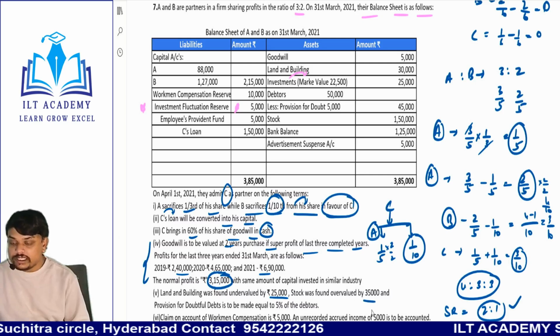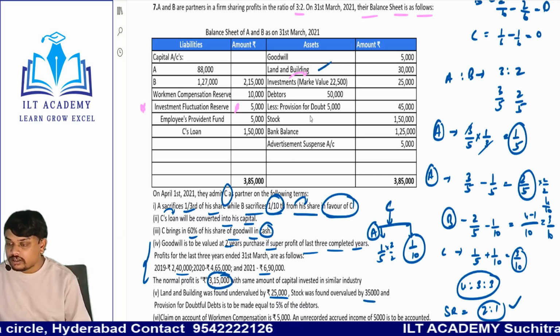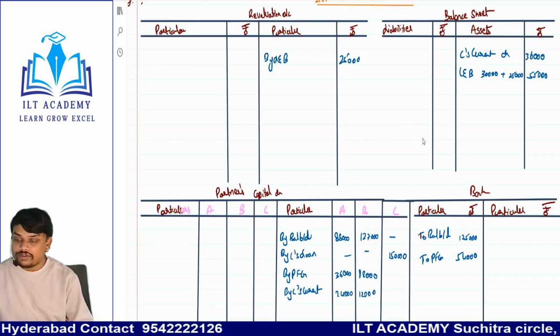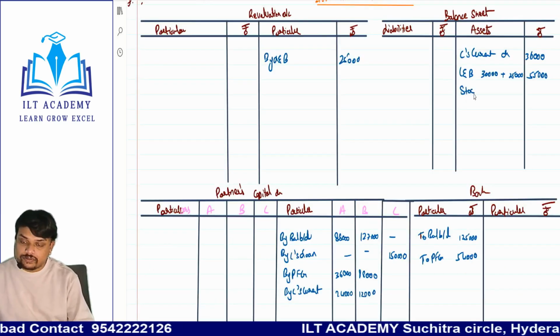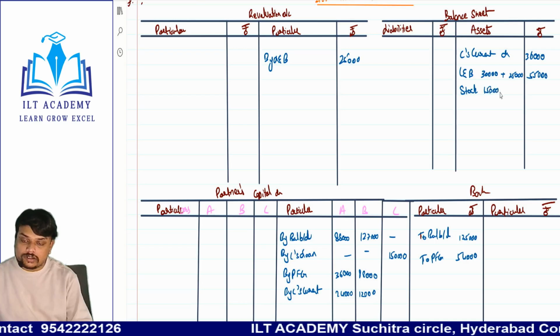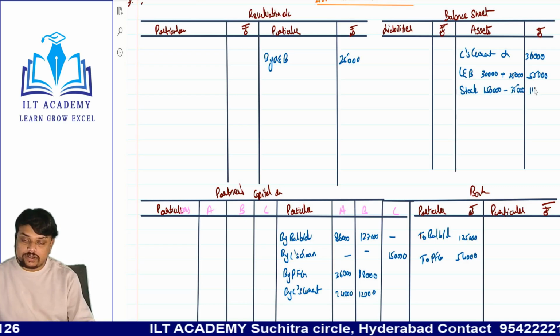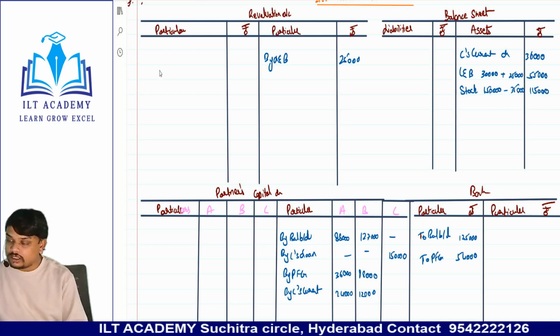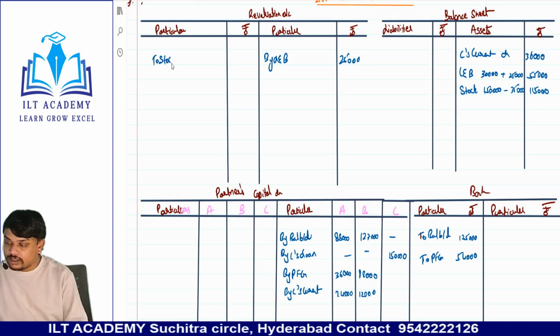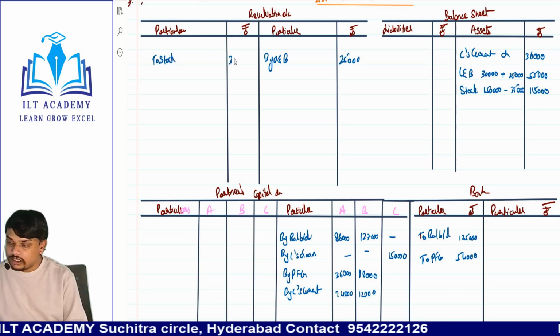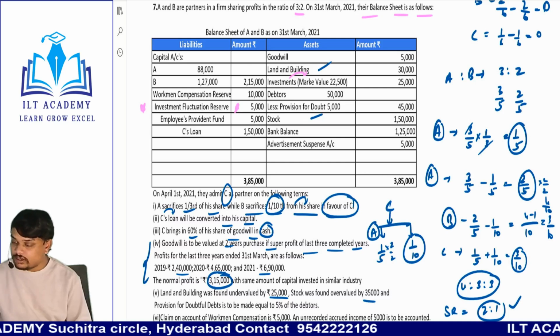Stock was overvalued by 35,000. Stock is how much? 1,50,000. 1,50,000 minus 35,000, which is 1,15,000. So it comes to stock, yes, 35,000. We are done with the stock.